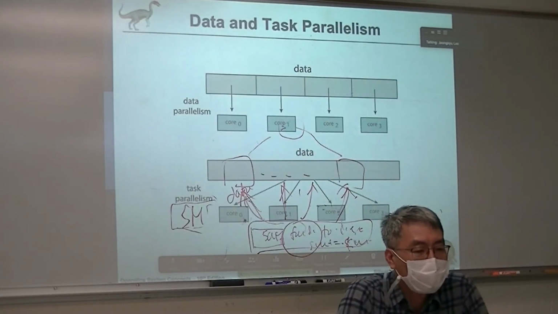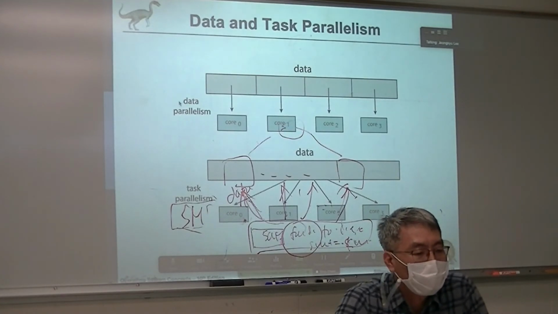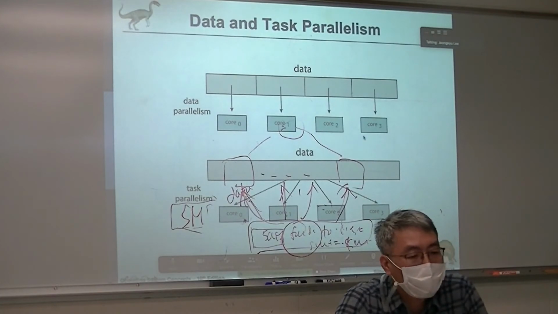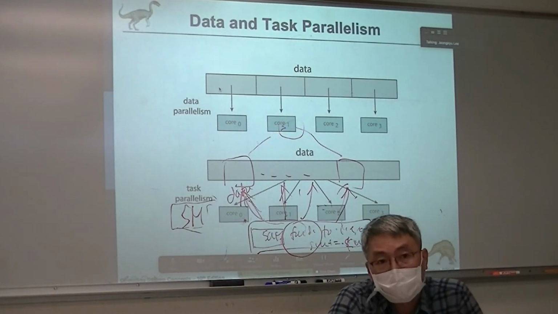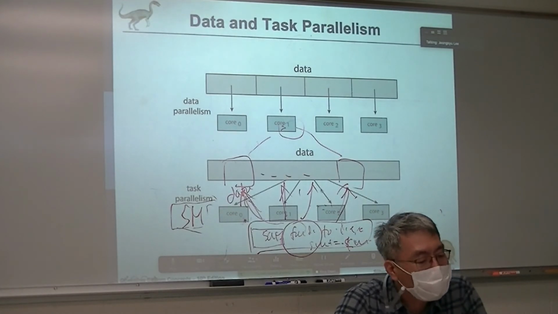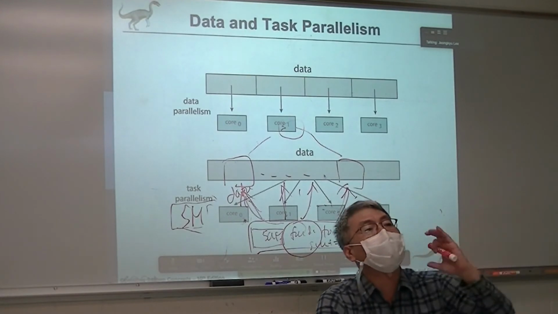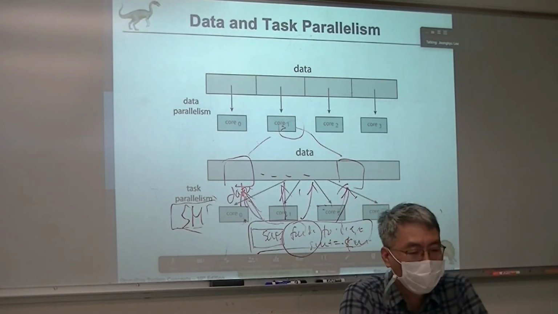So the slide illustrates such data and task parallelism. Data parallelism focuses on running the same program but on different data. But with task parallelism, you are going to use the same data but a different task, a different function.